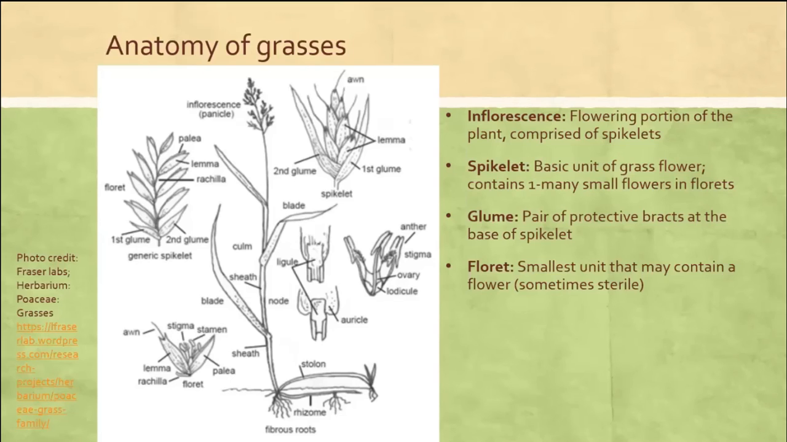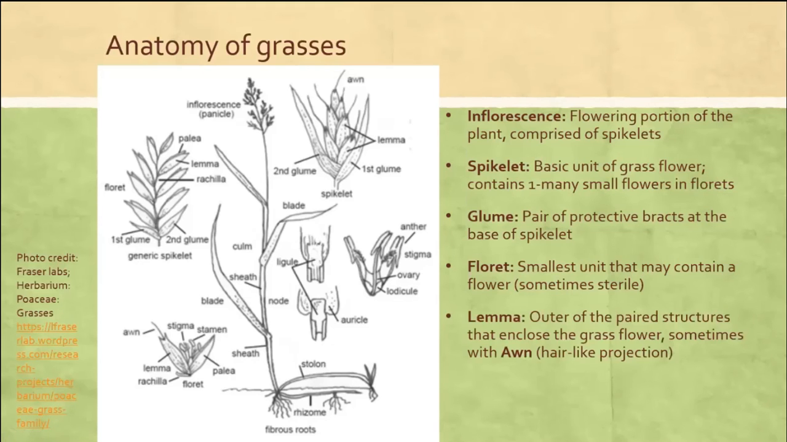And so the floret is also comprised of a couple different parts. In the bottom left of this diagram, we see a close-up of a floret, and we see it has another pair of protective leaves. And each of these has a different name. The first one I'll talk about, the outer leaf, is called the lemma.